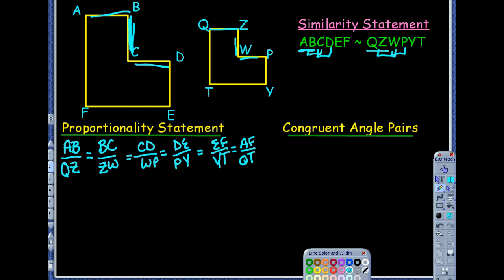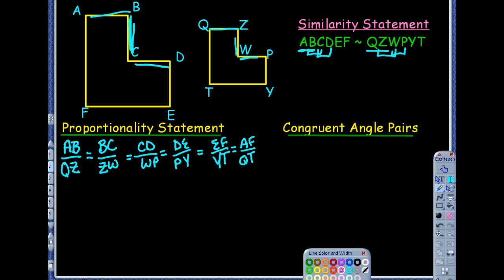That right there is what we call a proportionality statement, where it lists every piece that's proportional. And notice there are 6 different ratios because there are 6 sides in each of those polygons. Right. So if I had just given you 2 triangles and said list the proportionality statement, how many ratios would I have? 3 ratios.